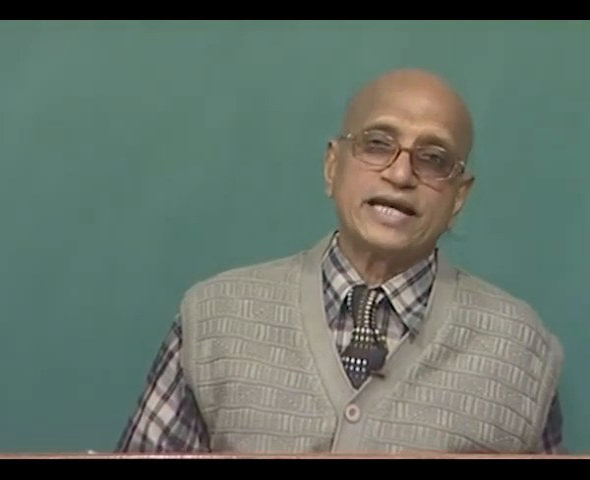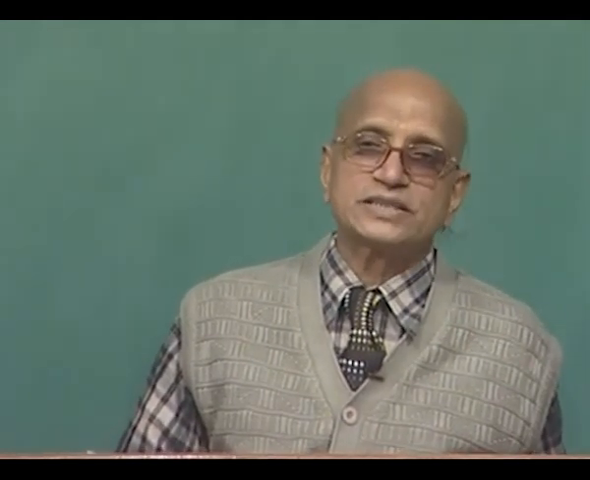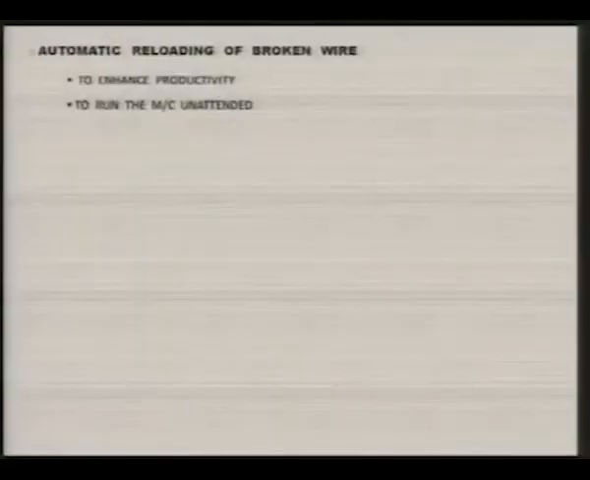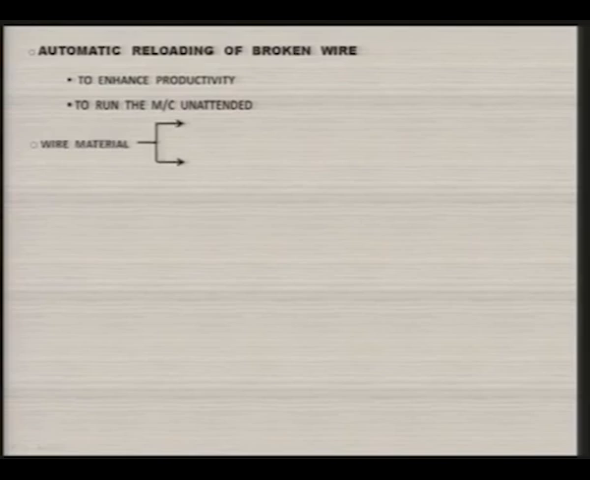Then in modern machines, there are automatic reloading of broken wire devices, and these enhance the productivity, especially in unmanned factories, which need such devices, so that before leaving the factory in the night, some operator will start the machine and that machine will keep working throughout the night. In those cases, you need automatic reloading of broken wire, which should be done either by a robot or by devices inbuilt in the machine.